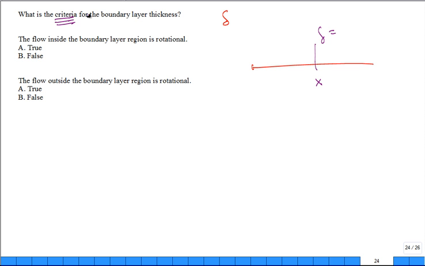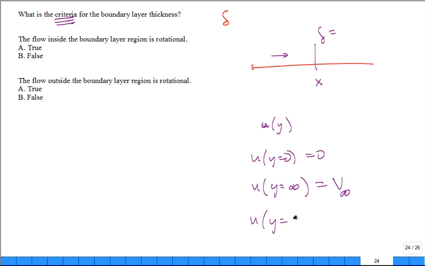0.99 something. You have to think about u as a function of y. At y equal to 0, u is 0, no slip. At y equal to infinity, far away from the plate, u is V infinity. u at y equal to the boundary layer thickness delta is 99% of V infinity. That's how you define it. It's a funny way of writing the definition for the boundary layer thickness, but that's the way you do it.